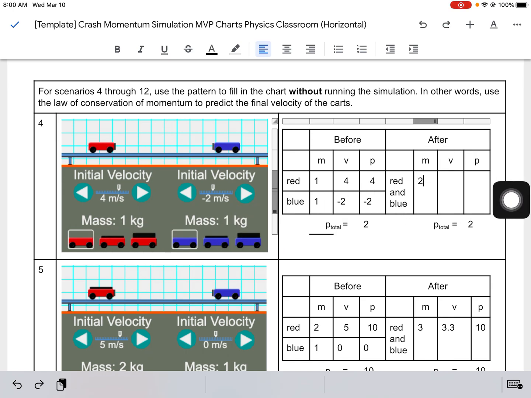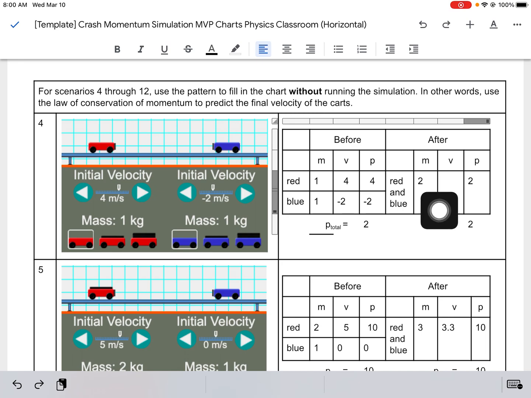So this is an inelastic collision, so they're going to stick together after they collide. So the mass is 2. We don't know the velocity yet. We do know their momentum. We just found it out. It's 2. It's the total momentum, and this is all the objects in the system, so we know that that number is going to be 2.